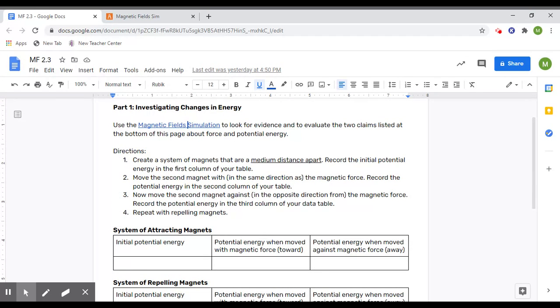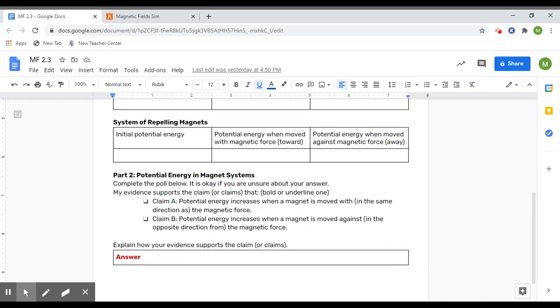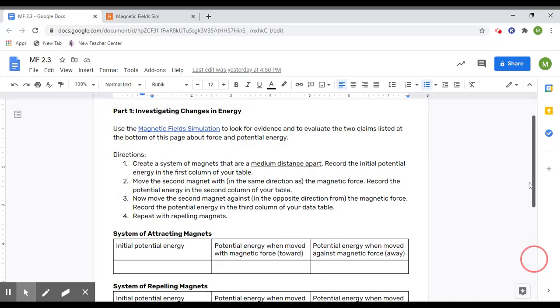So you are going to need to open up the simulation here, so I have that in another tab. We're trying to evaluate these two claims down here, claim A and claim B. And we'll get to those in a minute.